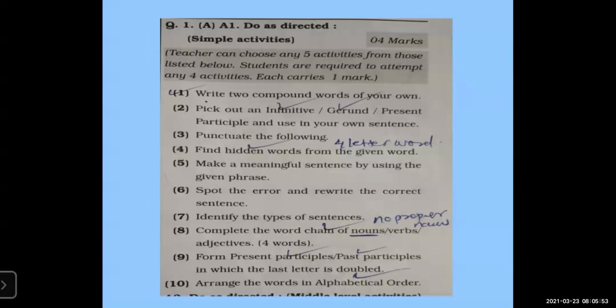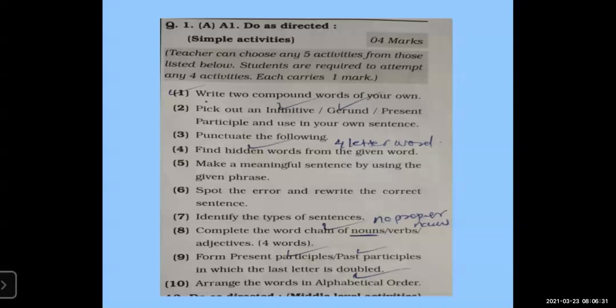After that, punctuation is there. Full stop, comma, exclamation mark, capital letters, all these types of corrections you have to do in the sentence. Then finding hidden words. One word will be given to you. You have to find out 4 words by arranging the letters from the given word, at least of 4 letters. Last time we took practice of these hidden words also.